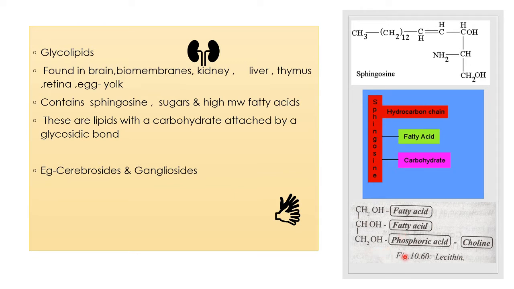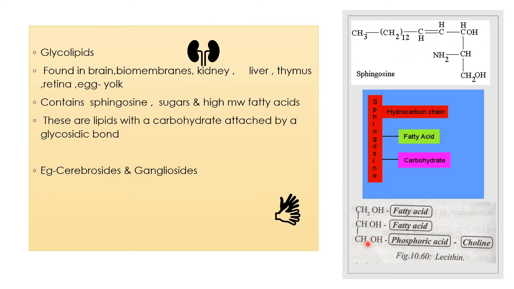Look here at the picture. In the case of phospholipid, there is a glycerol molecule, two fatty acids and one phosphoric acid, and there will be an additional group, either choline or ethanolamine. So likewise here, instead of glycerol there is a sphingosine. Look at the picture, CH2OH. So this is the exact chemical formula of sphingosine.